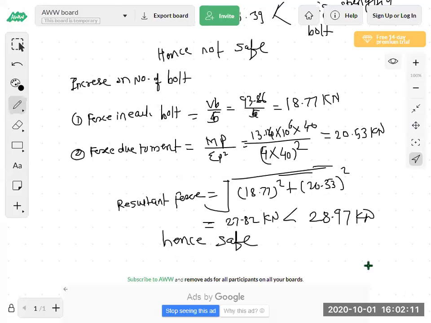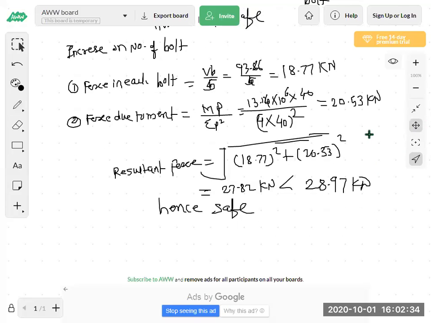Everyone got this? Okay, so this is bolted connection. So we will see welded connection. We will see the welded connection also, because welded connection is so fast than the bolted connection here in this case. So we will see welded connection also.